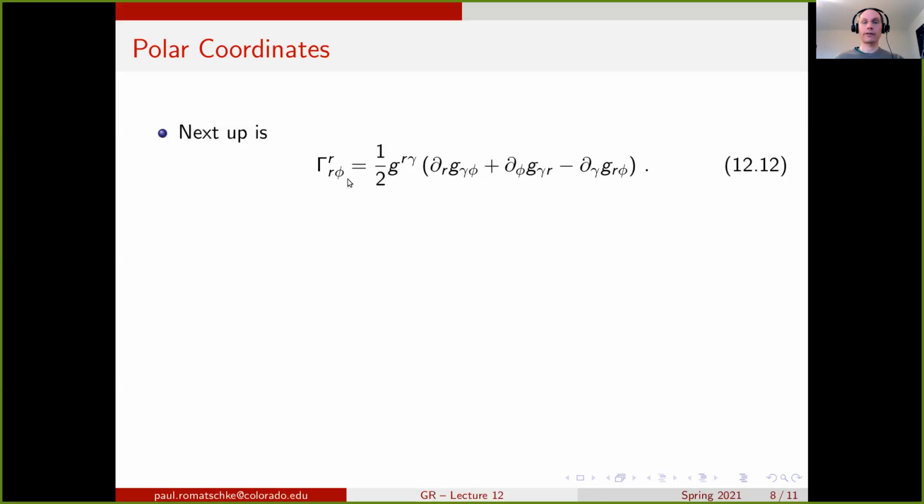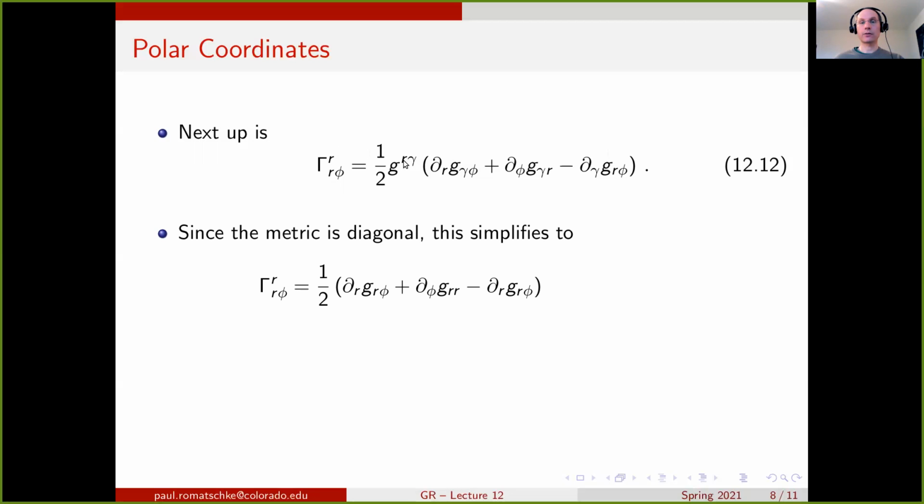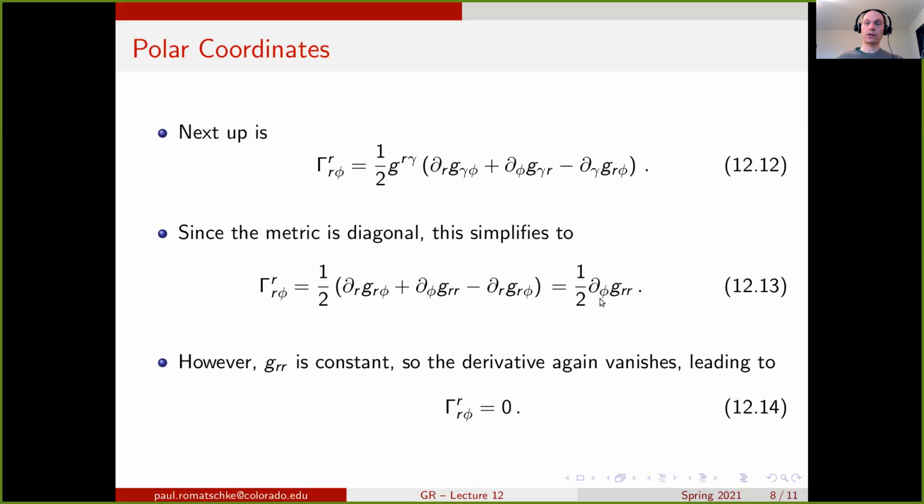Next up is gamma R phi. That's given by the following expression using our definition for the Christoffel symbols. Once again, we use the fact that the metric is diagonal. So basically, this means that every occurrence of gamma in the downstairs indices here has to be replaced by R, because that's the only non-vanishing metric element up here. So we find that gamma R phi is given by 1/2 derivative with respect to R of GR phi, d phi GRR, and minus dr GR phi. However, the metric is diagonal. That means that GR phi is 0. So these 2 terms just vanish, and we get 1/2 d phi GRR. However, GRR is constant, so the derivative of a constant is 0. So we can find that also gamma R phi is vanishing.